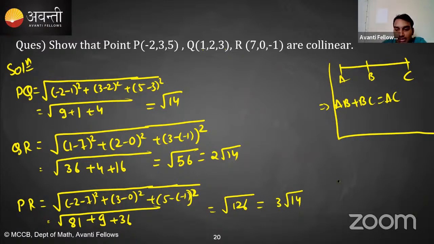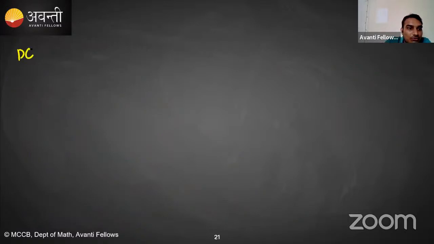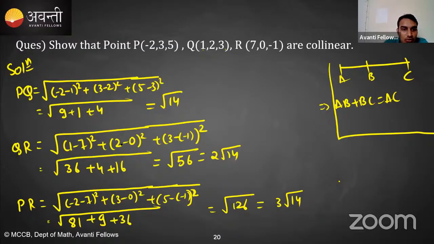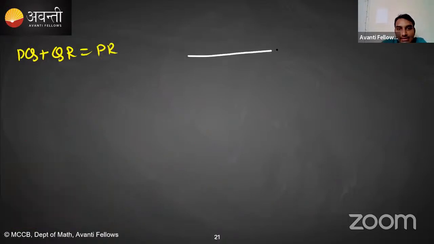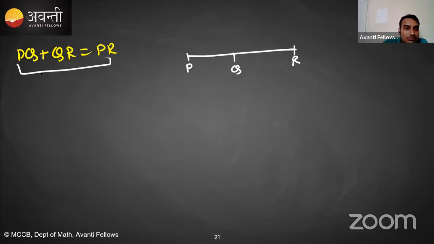So if you look closely, you will find that PQ plus QR is equal to PR only. See, PQ is root 14, QR is 2 root 14. So root 14 plus 2 root 14, 3 root 14, and PR is 3 root 14, right? So it means the situation is like this: let's say this is P, this is Q, and this is R. Since this is true, it implies P, Q, R are collinear.